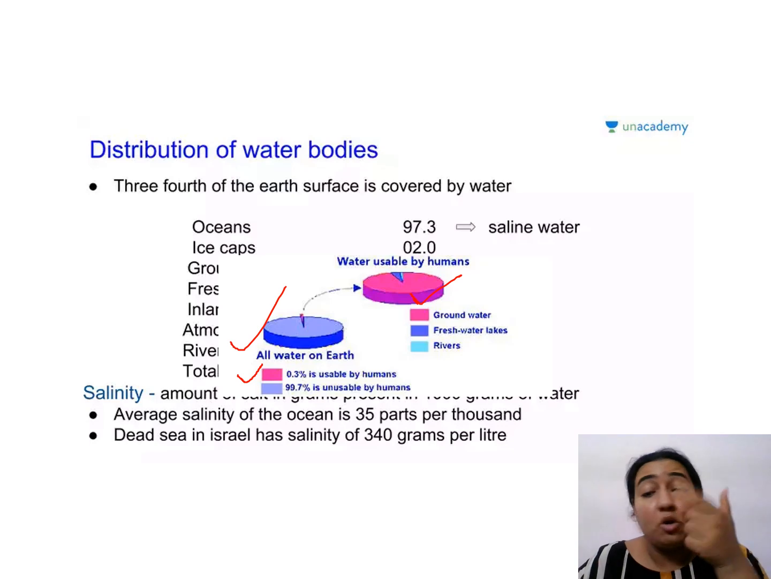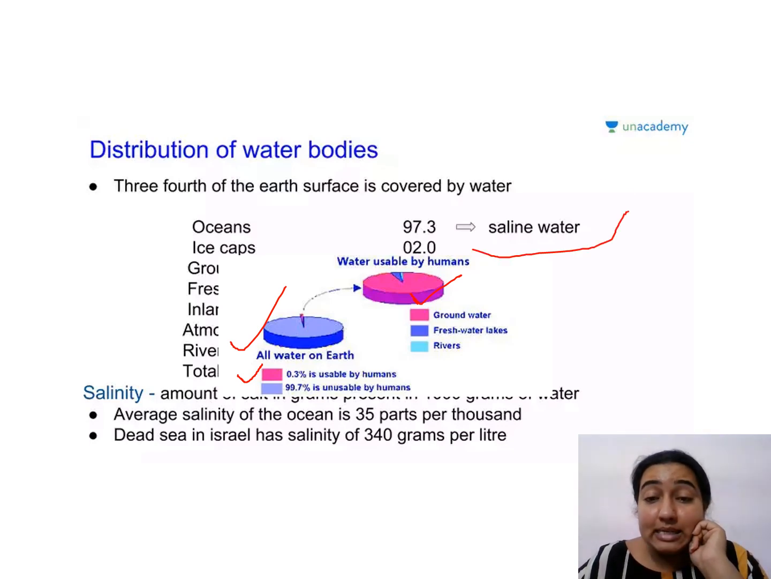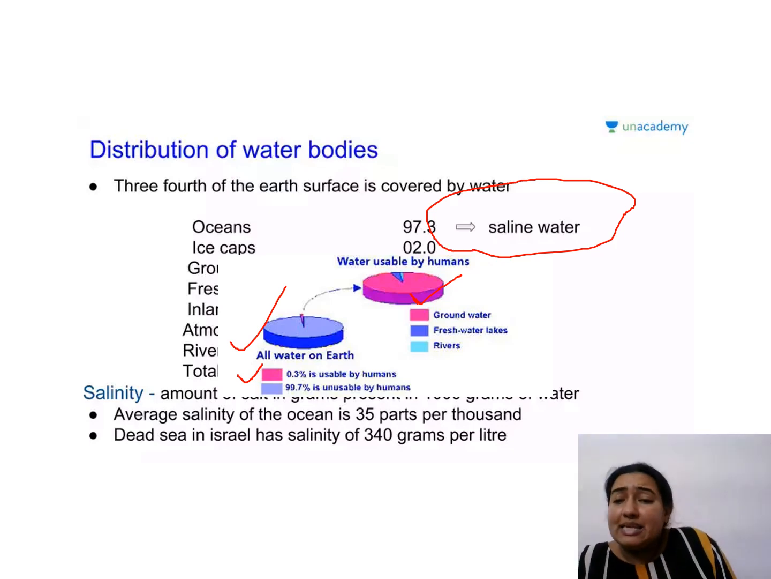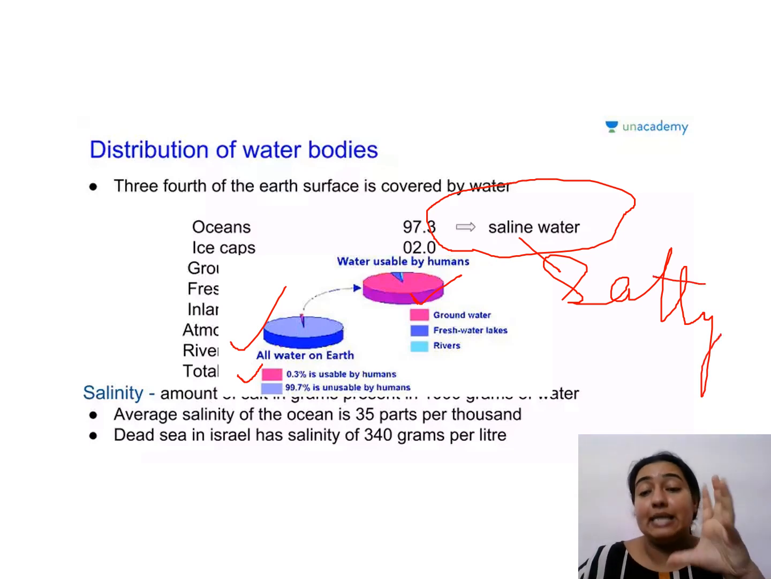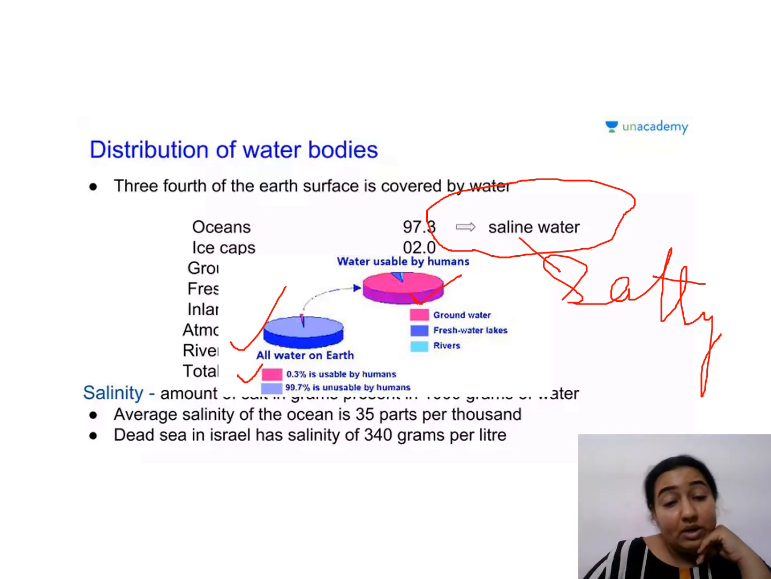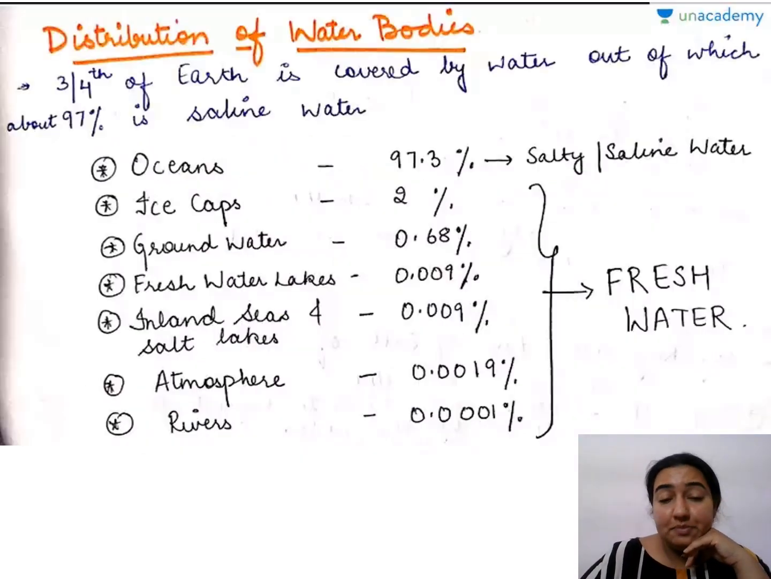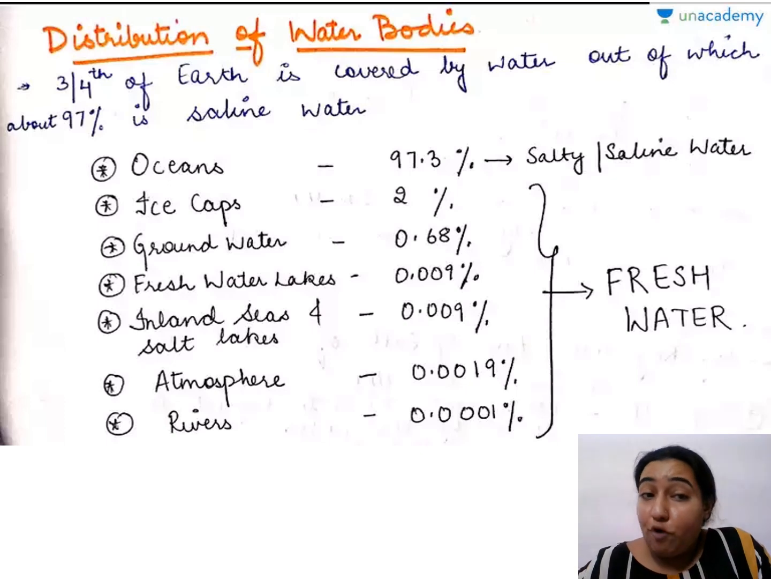99.7 of the water is not at all used by humans. You know why? Because it is saline water. That means it is extremely salty. Because of its salinity, you cannot use that water. So we can use only the fresh water found in lakes and rivers. Right? Now, distribution of water bodies.